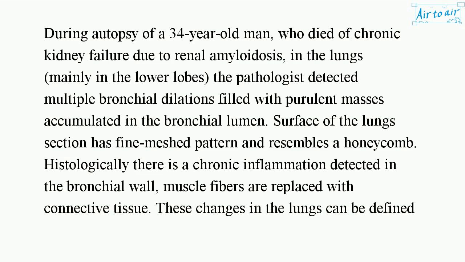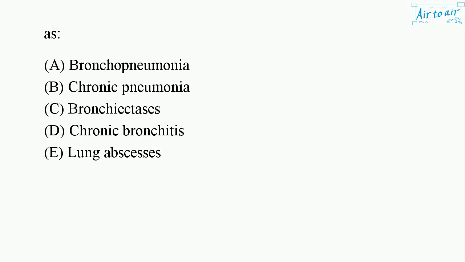Histologically, there is a chronic inflammation detected in the bronchial wall. Muscle fibers are replaced with connective tissue. These changes in the lungs can be defined as A. Bronchopneumonia, B. Chronic pneumonia, C. Bronchiectases, D. Chronic bronchitis, E. Lung abscesses.